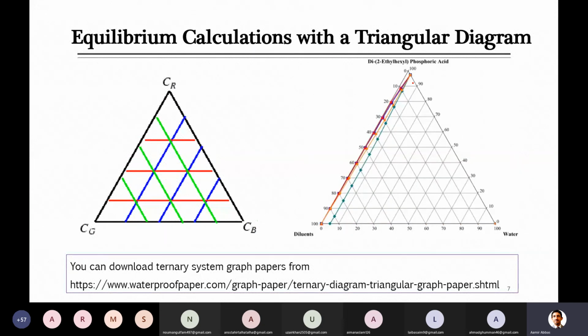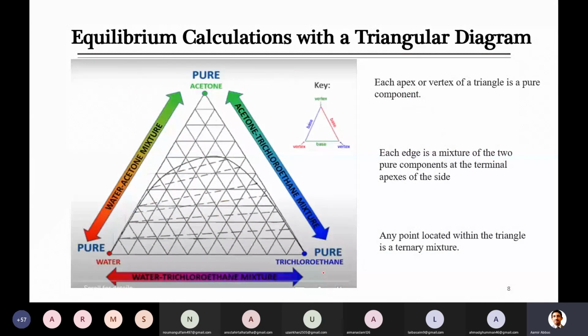This is in your textbook, and the link is provided so you can download it. I have also provided the link here. These charts initially contain only numbers and lines, nothing written on them. Then you can put your own components on the diagram and name them wherever you want. You can download and print them while you are at home and later practice these kinds of problems. So the link is provided here. In all of these diagrams, a few points are important to clear up.